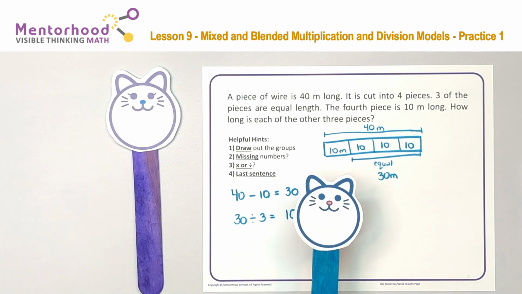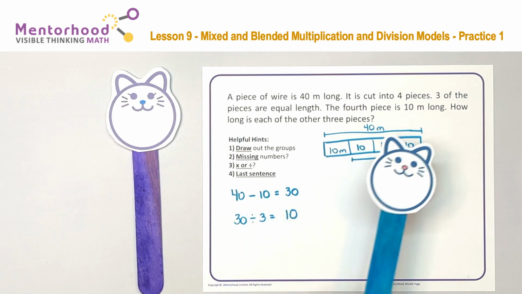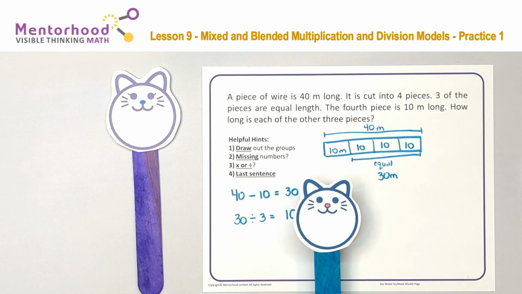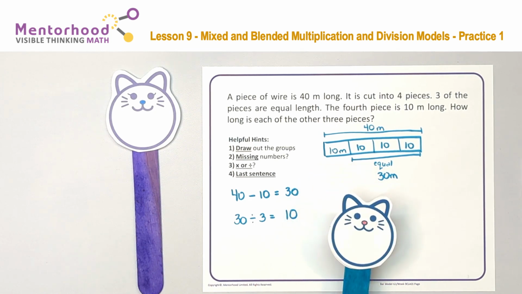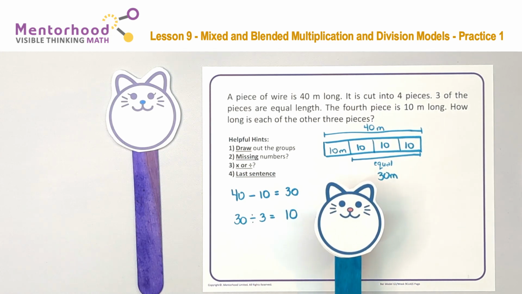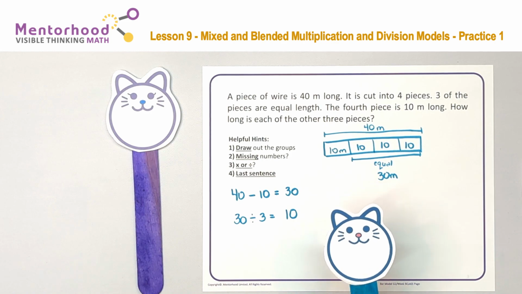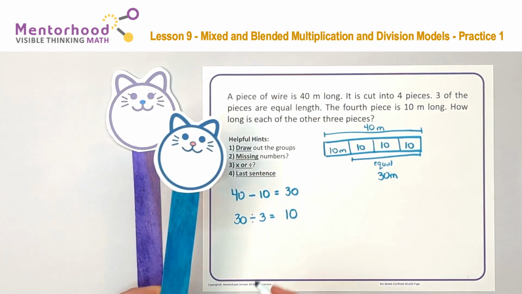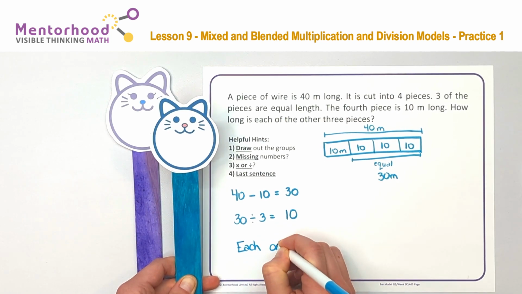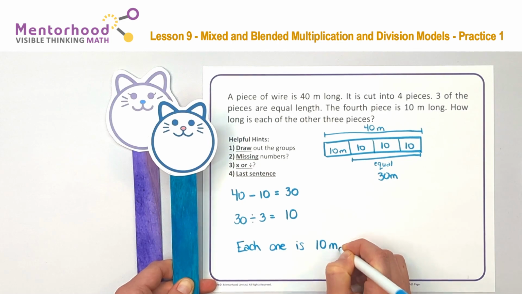Okay, now let's see. What does the last sentence say? How long is each of the other 3 pieces? Well, did we figure that out? How long are these 3 pieces each? 10 meters. So did we get our final answer? We sure did. Let's write a sentence. Each one is 10 meters.